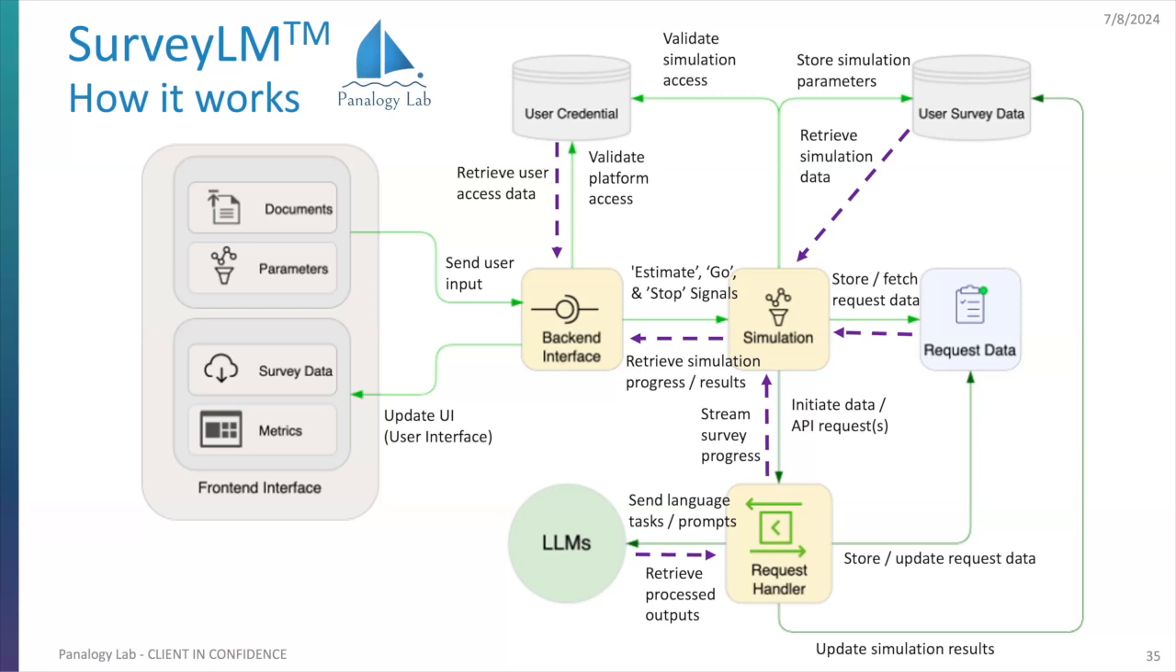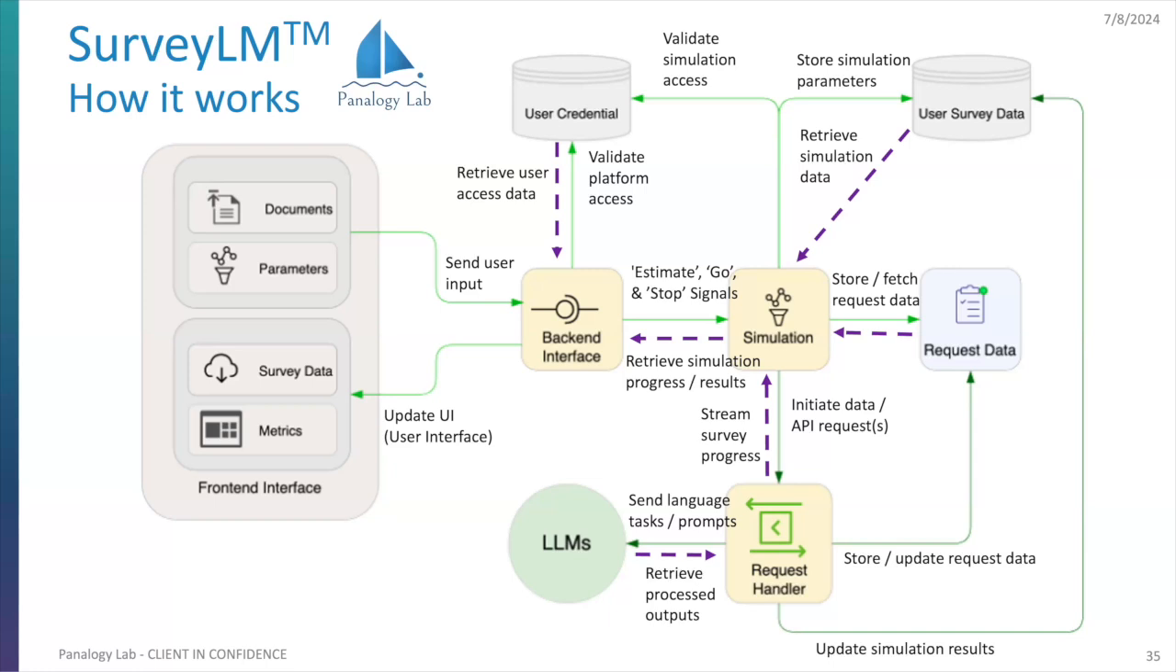The simulation module is basically handling the bulk, right? It interacts with the survey data, the credentials, and the request handler package that does all the complex prompt engineering so that you don't have to. It sends and retrieves responses between the LLMs, extracts what you need, sends it back to the user survey data, and then displays it on your UI at the front end. It updates the UI with your survey data that you can download, or metrics and things like that.